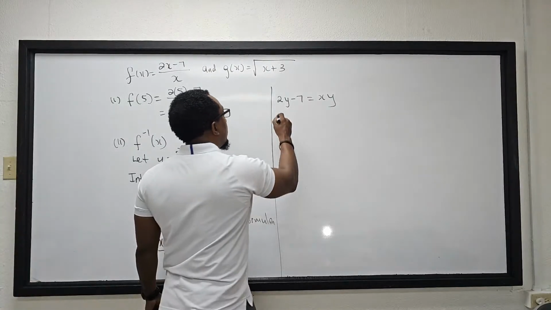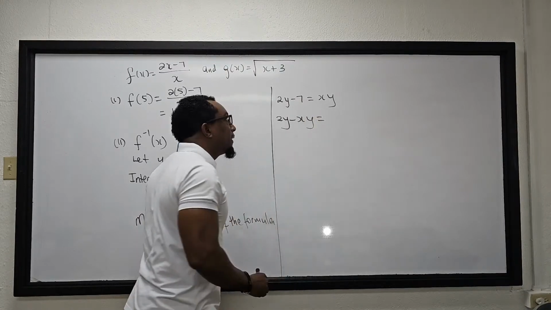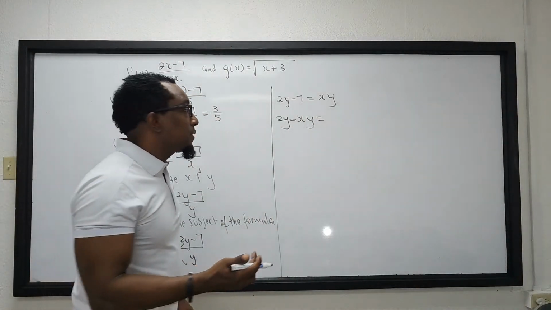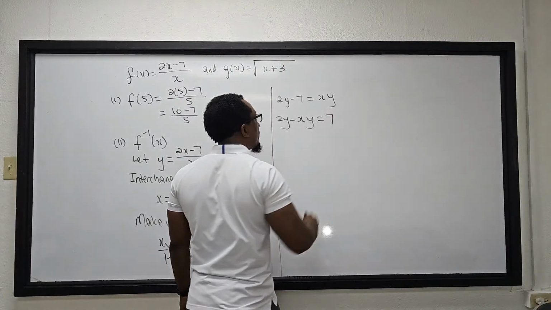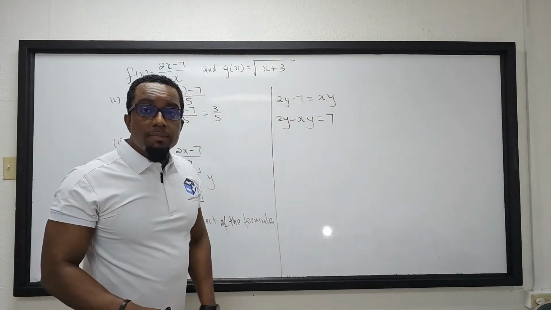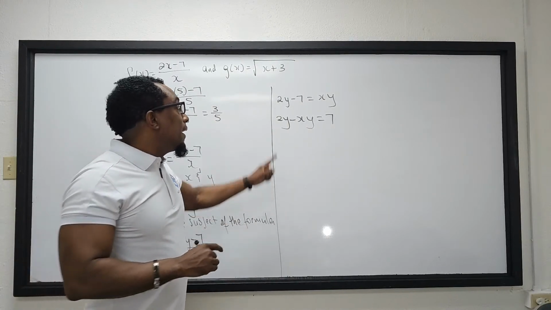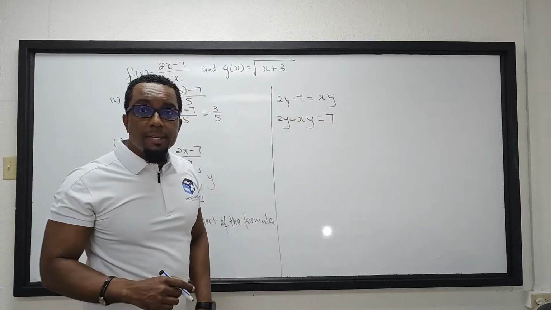So this is 2y. Positive xy comes across as negative xy. And negative 7 comes across on the right as positive 7. But to make y the subject, I still have 2 terms involving y. I need 1 term involving y. To make that happen, I have to factorize this expression.